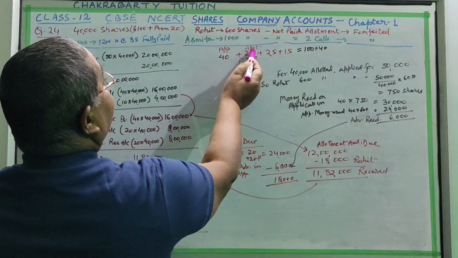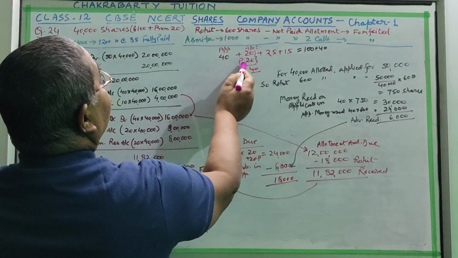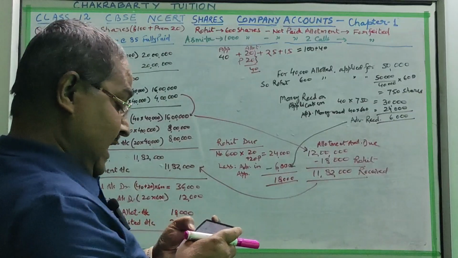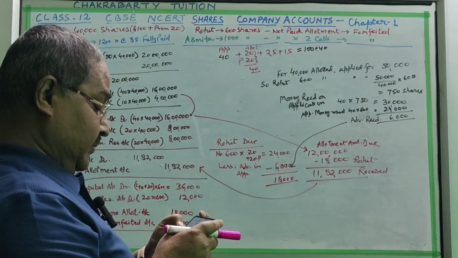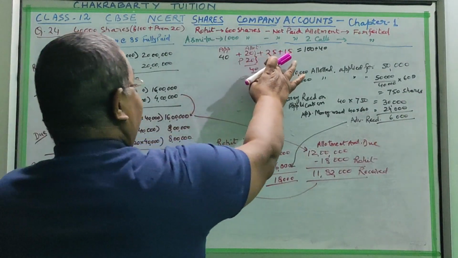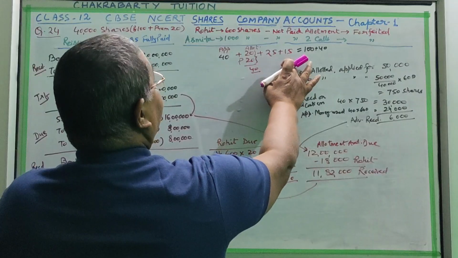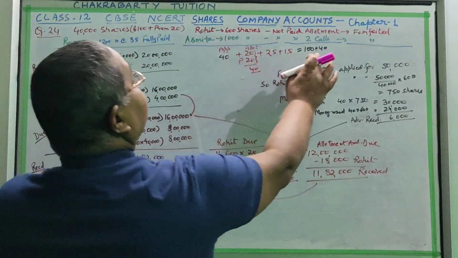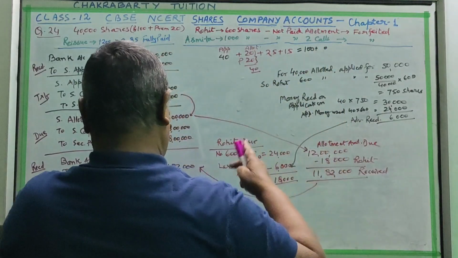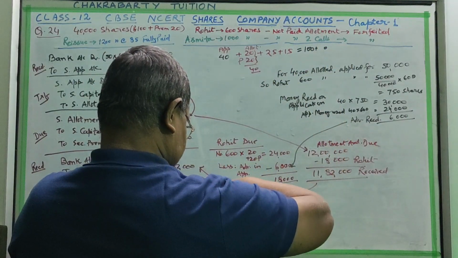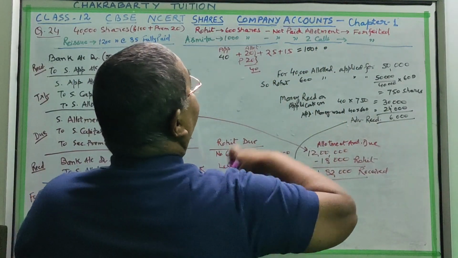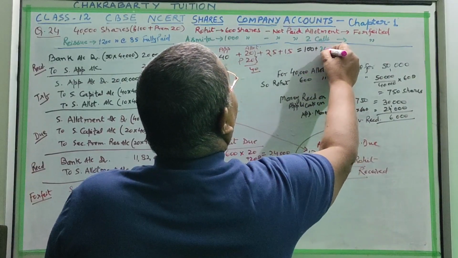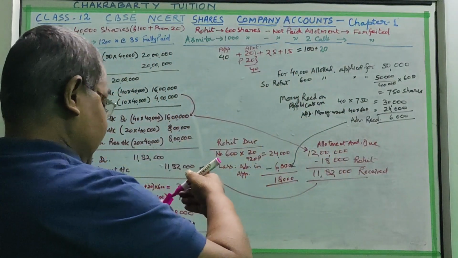It means 20 rupees will go to the share and 20 rupees will go to the premium. Okay, and on allotment 40 rupees, and on first call 25, and on the final call rupees 15. Altogether it is 100, and then premium is 20 rupees. 100 plus 20.